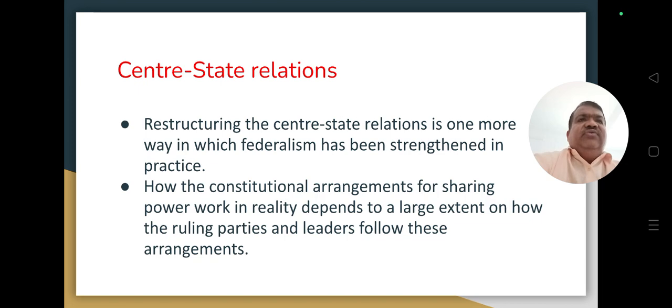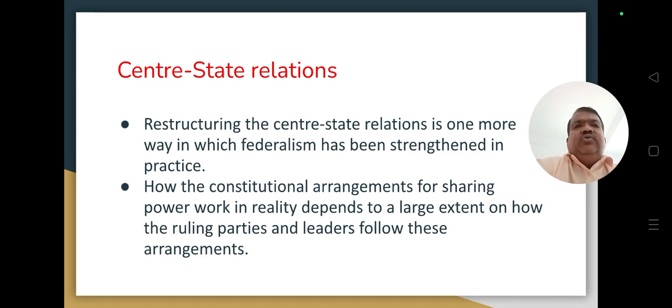Central-state relations is one more way of practice of federalism in India. Restructuring the central-state relations is one of the ways in which federalism has been strengthened in practice, especially in India. How constitutional arrangements for sharing power work in reality depends to a large extent on how the ruling parties and leaders follow these arrangements.